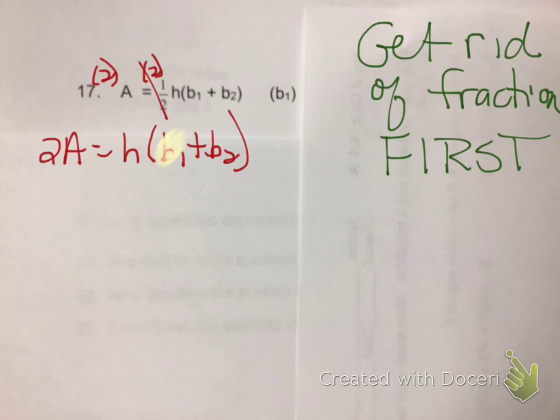Now we're solving for b sub 1. So we've got to get inside that parentheses. To get inside that parentheses, we have to get rid of the h. What is the h doing to the parentheses? It's multiplying, so what do we do to get rid of it? We divide.